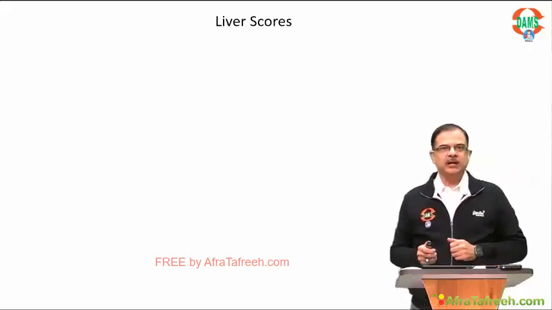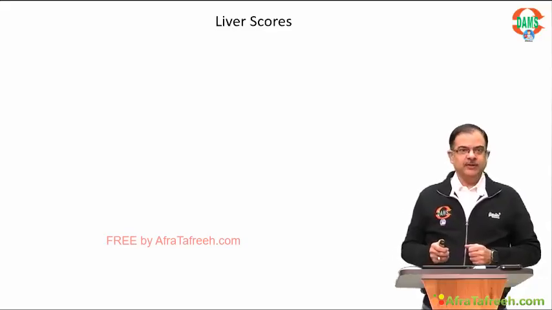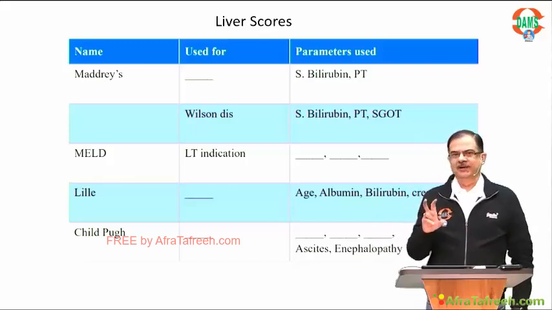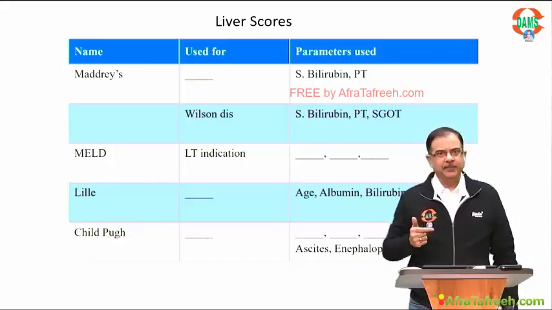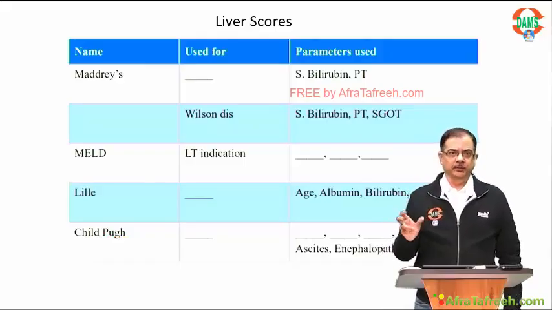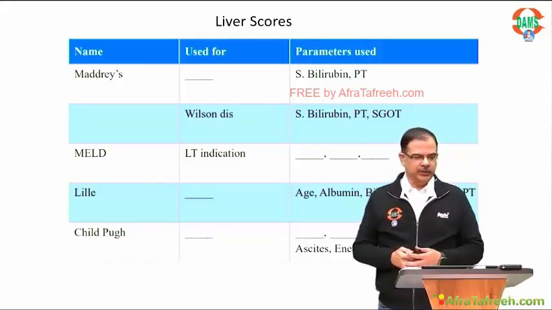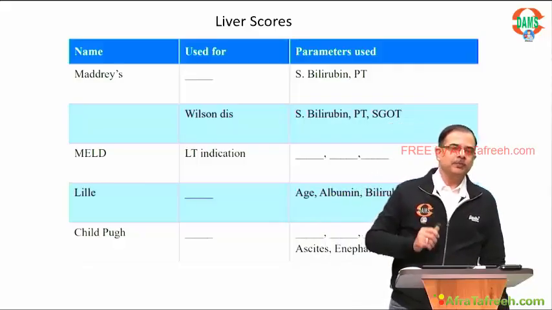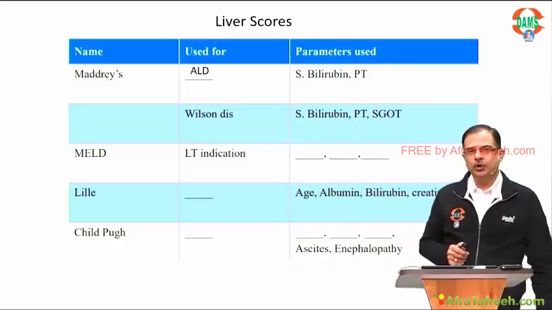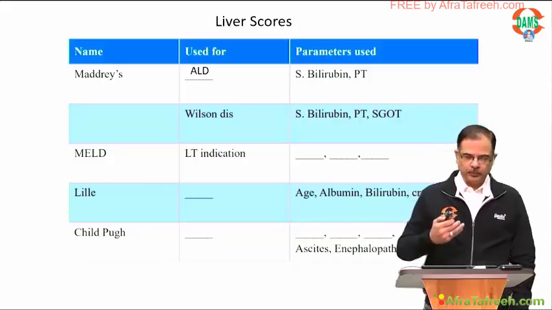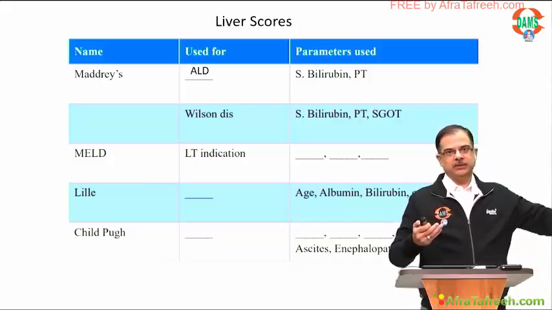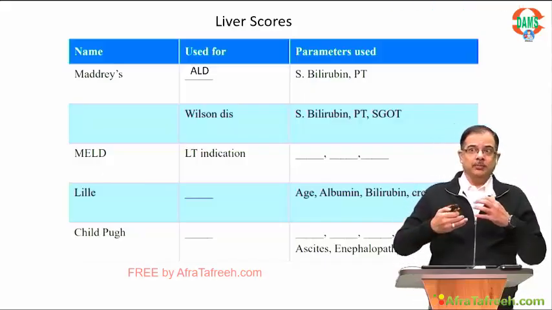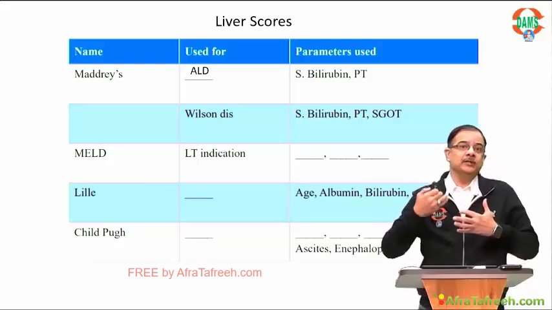Now coming to the liver scores. These are the important liver scoring systems. They ask you where a liver score is used and what parameters are used in a particular liver scoring. The first is the Maddrey score, which is used for alcoholic liver disease. In alcoholic liver disease, we have seen in a previous slide that treatment is steroids. But when to give steroids? When the Maddrey score is more than 32.